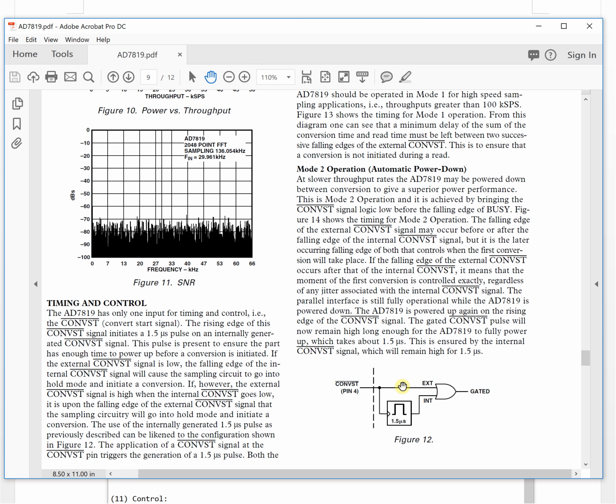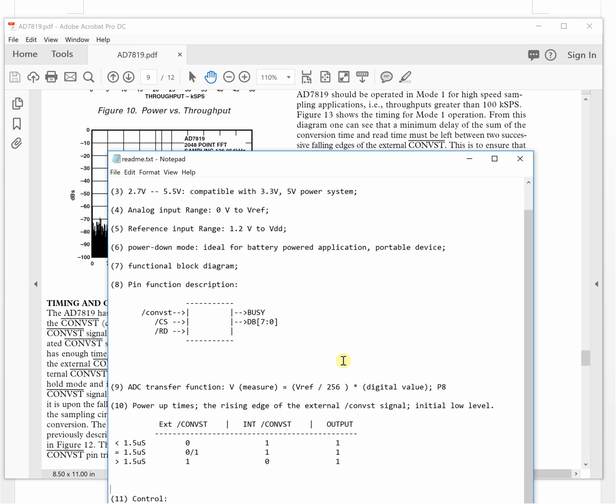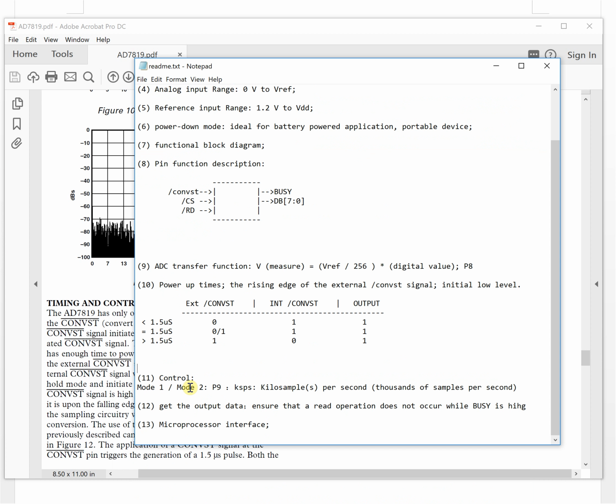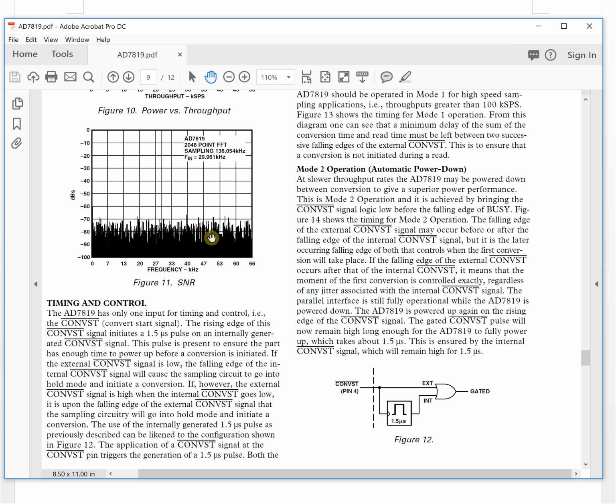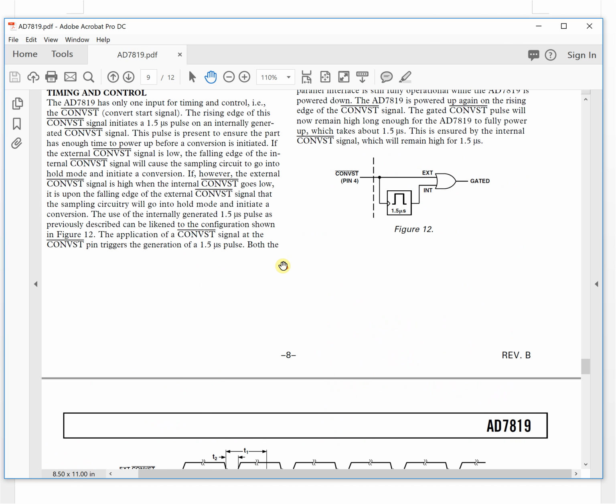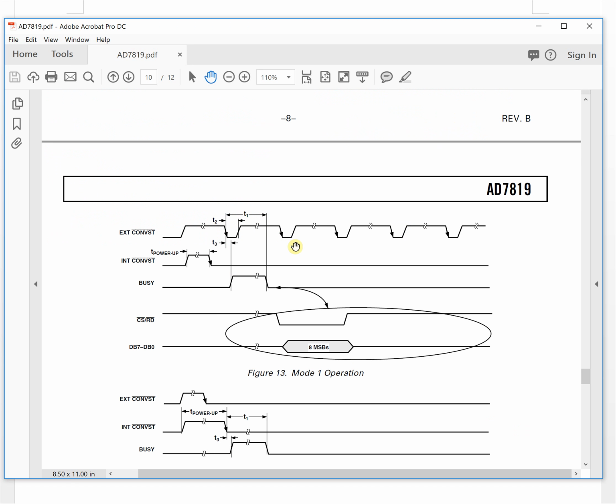Okay, this is very interesting, very important for understanding the chip power up situation. Okay, so this is power up. So how do we control it? It has two modes to control the chip. Two modes. The first one is this one.